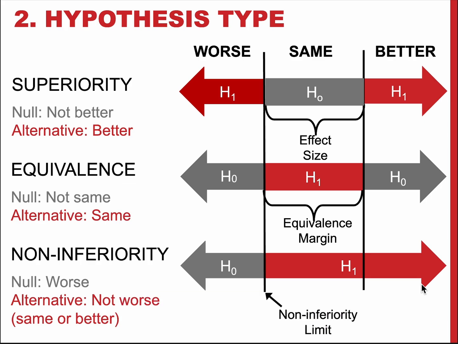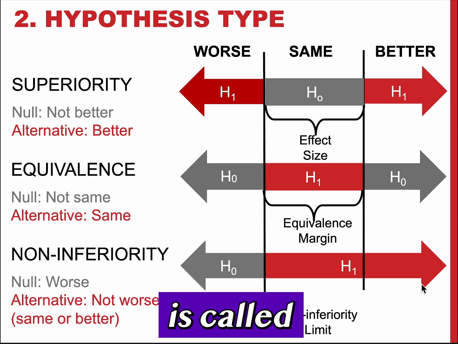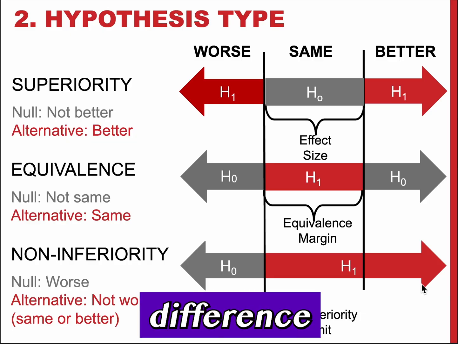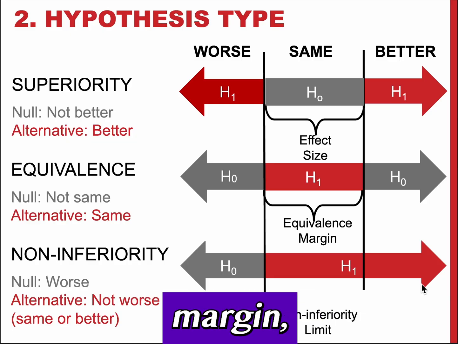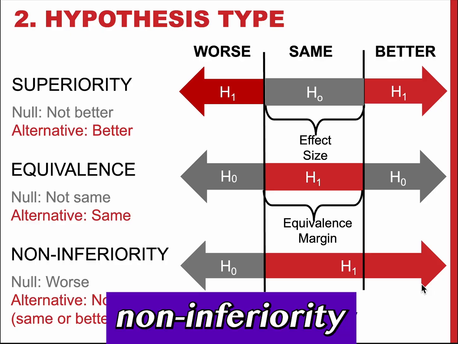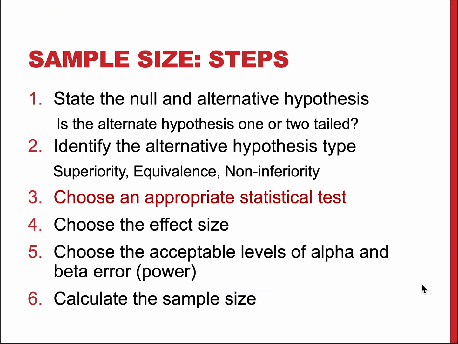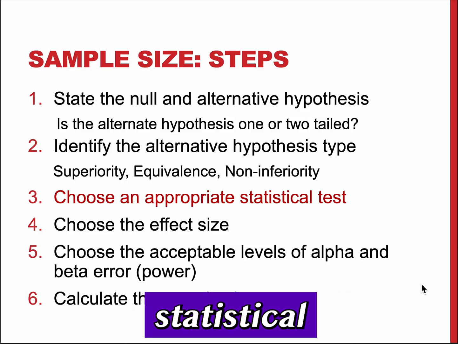The difference in a superiority hypothesis is called the effect size. The difference in an equivalence hypothesis is called the equivalence margin, and the difference in a non-inferiority hypothesis is called the non-inferiority limit. Step 3 in sample size determination is choosing an appropriate statistical test.